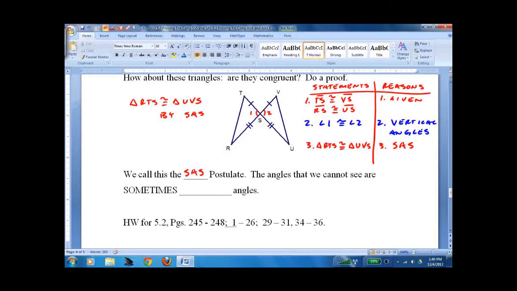So we didn't see those angles up front. If you're practiced at them, you see them, but if not, it's very confusing. These are sometimes vertical angles. You will often see vertical angles in problems. You might also see alternate interior angles.